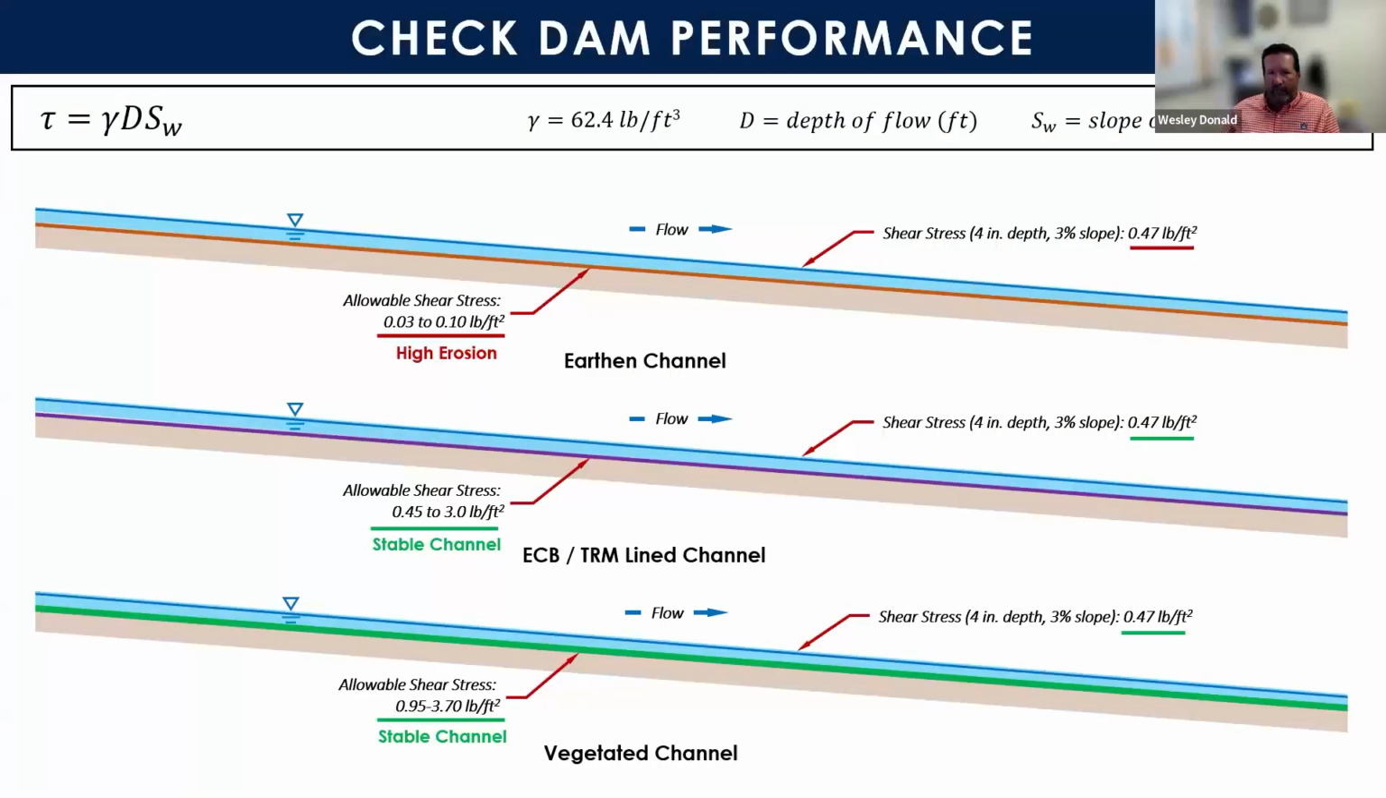So if we look at flow and think about minimizing channel erosion, if we think about allowable shear stress within an earthen channel, the allowable shear stress is only 0.03 to 0.1 pounds per square foot. 4 inches of water on a 3% slope doubles, triples that amount of shear stress. So very quickly, we lose our ability to manage the amount of sediment and erosion that we're creating.